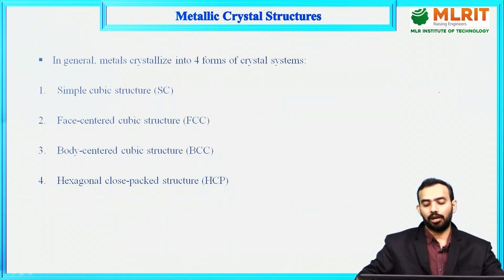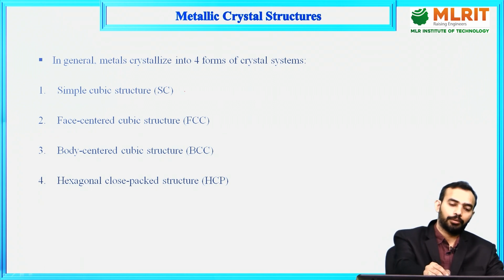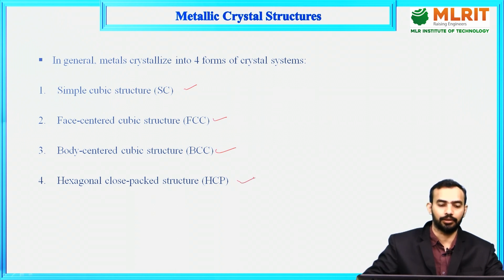Now, if you come to metallic crystal structures, in general, metals crystallize into 4 forms of crystal systems. The first one is the simple cubic structure. Then we have the face centered cubic structure. Then we have the body centered cubic structure, and some metals also form the hexagonal close packed structure. So SC, FCC, BCC and HCP. These are the common crystal structures into which metals crystallize. Their atoms will be positioned in one of these 4 crystal structures.